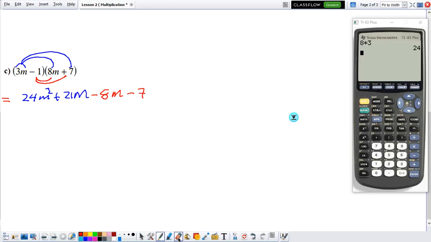So again, we have the following. We need to see, are there any like terms that I can combine? Let me rewrite this too. It just does not look right.